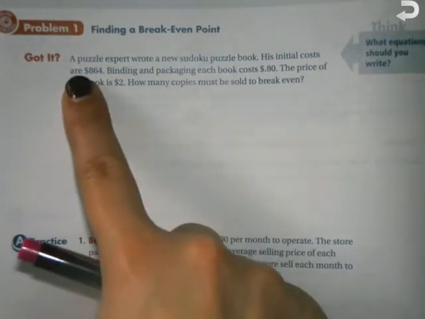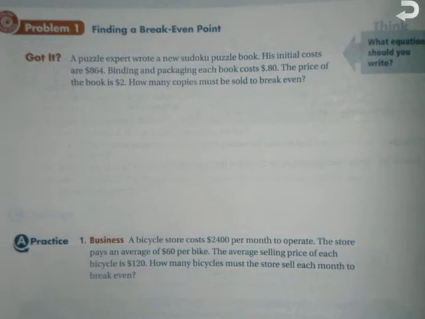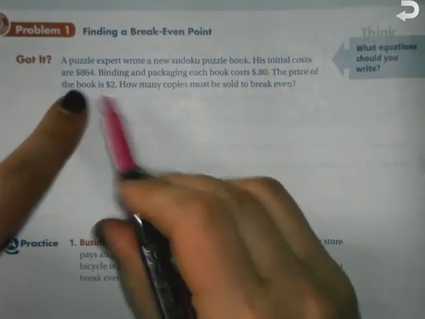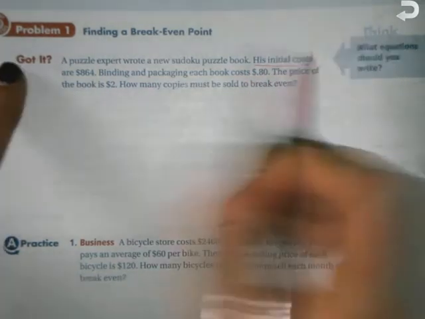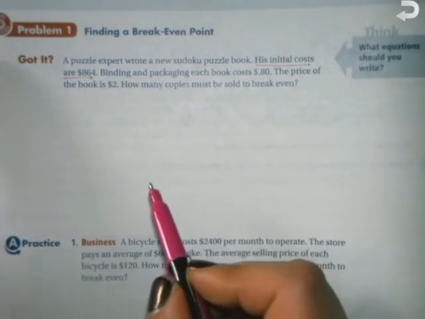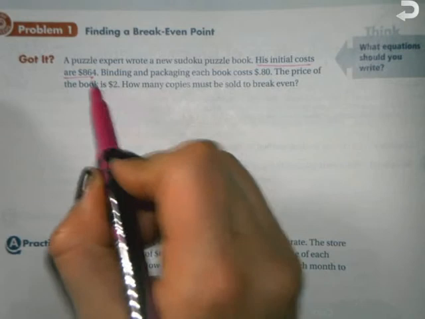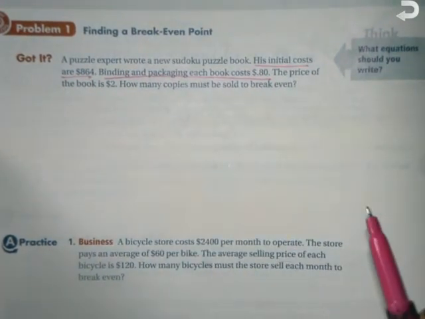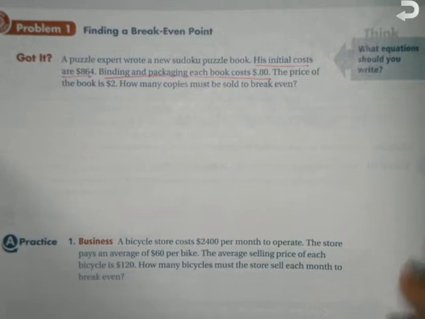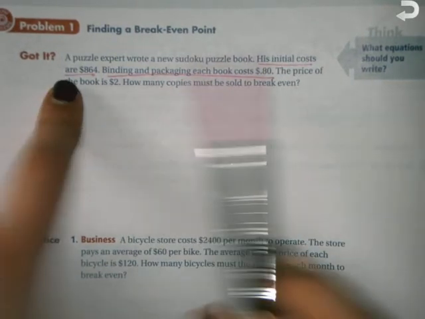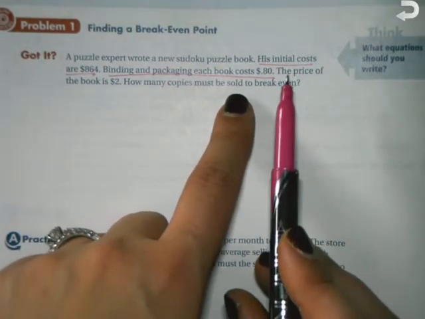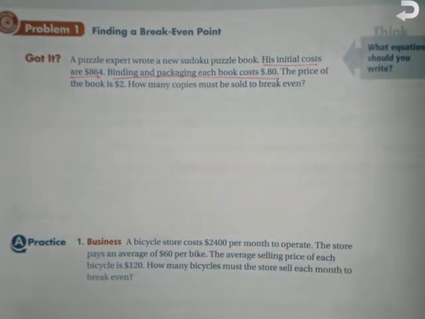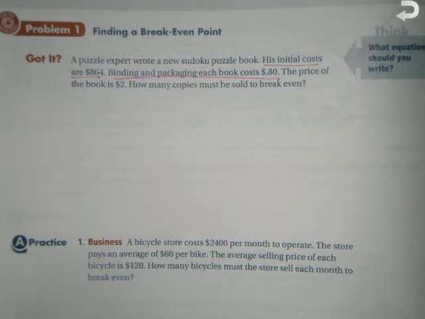So problem 1. We have a puzzle expert who wrote a new Sudoku puzzle book. His initial costs are $864. I'm going to underline that. And binding and packaging each book costs 80 cents. So I'm going to underline that as well. The initial cost and the cost for packaging each book have to do with his expenses, right? It's how much money he is putting in order to create this, okay?